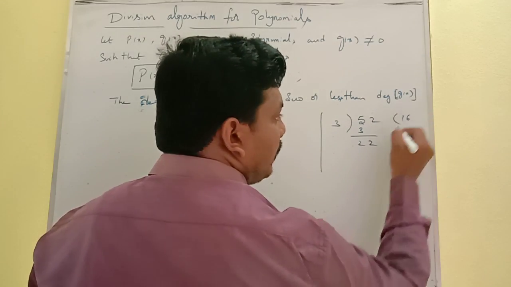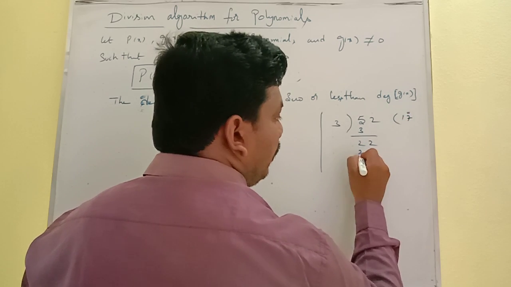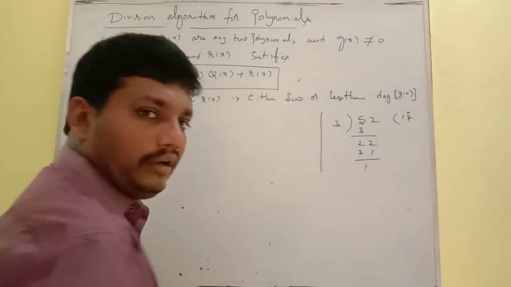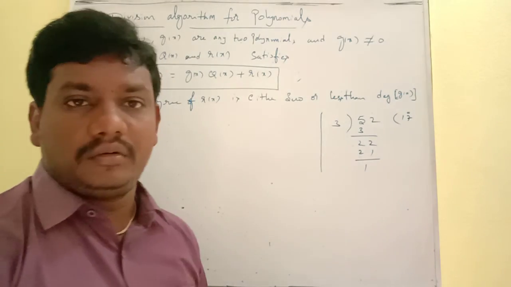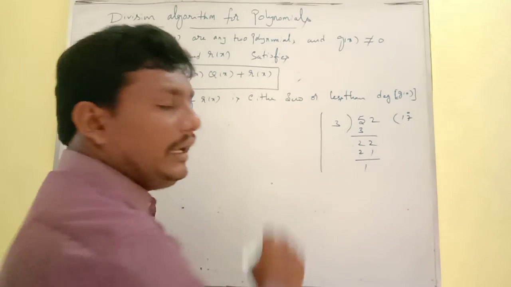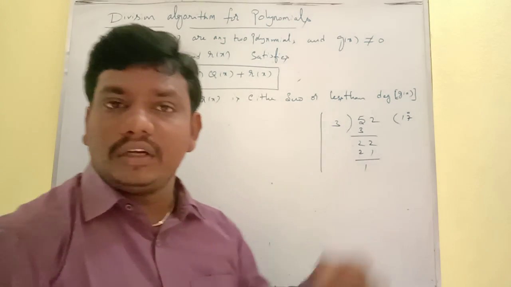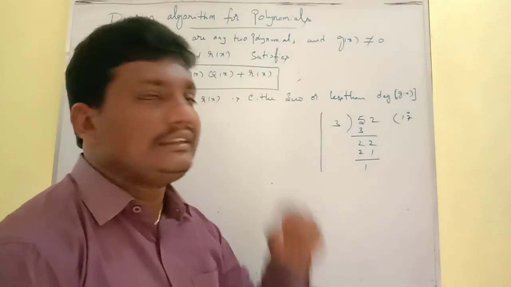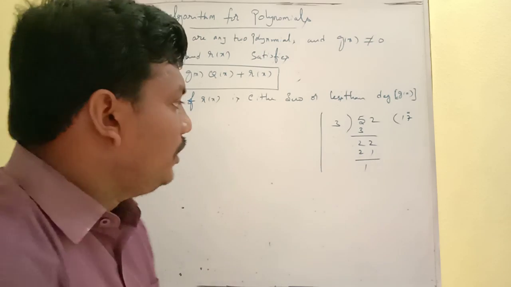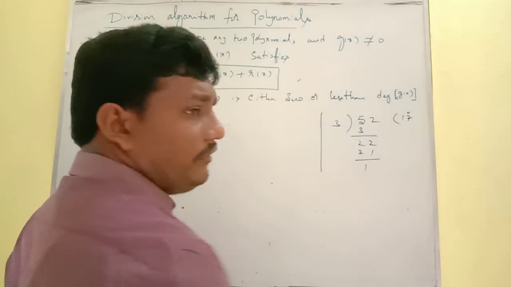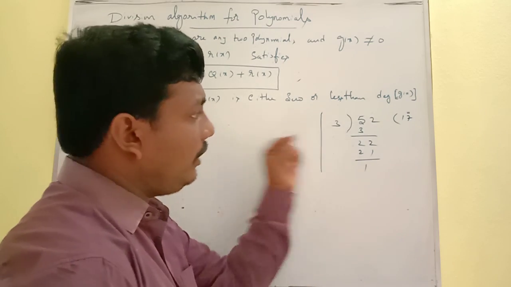Now 3 sixes are 18, or 3 sevens are 21, so the remainder is 1. Now we stop the division here because the remainder is less than the divisor. That means what we concluded here is that the remainder is always less than the divisor, or the remainder will be 0. Either 0 or it must be less than the divisor.